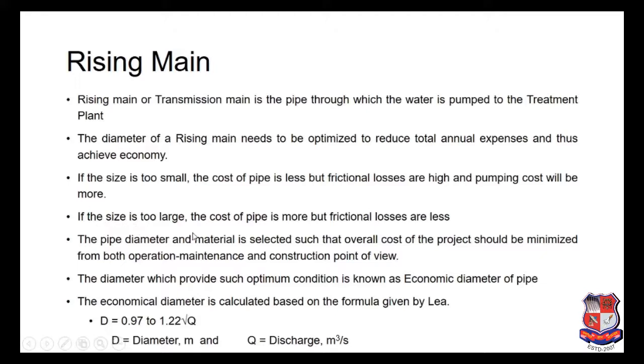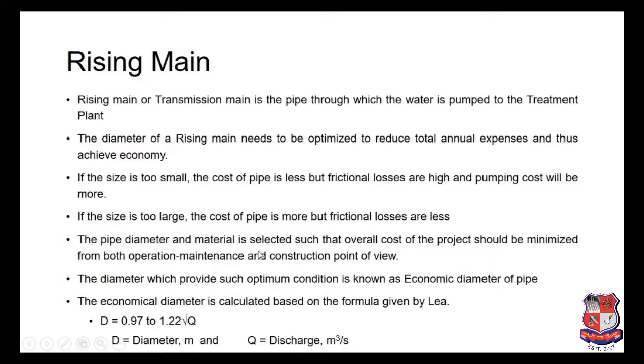And if the size is too large, then the cost of pipe will be more, but frictional losses are less. And if the frictional losses are less, then pumping cost will be less. So we have to see between these two parameters, and using these two parameters, we have to optimize the diameter so that the annual expenses can be reduced and we can achieve economy.